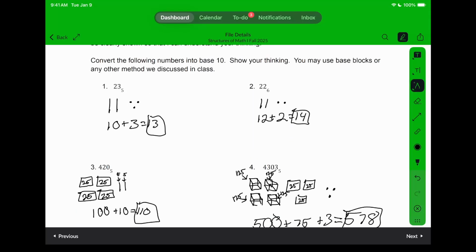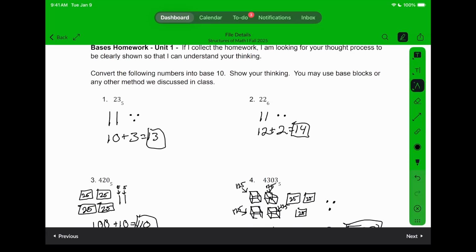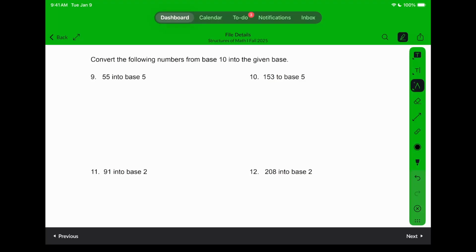All right, that is the first 8. So that is converting different bases into base 10. The second part of this video is going to be converting base 10 into different bases. We're going to do that a little bit differently. You can kind of use the blocks for that. I would not recommend that. I'm also not going to show that.